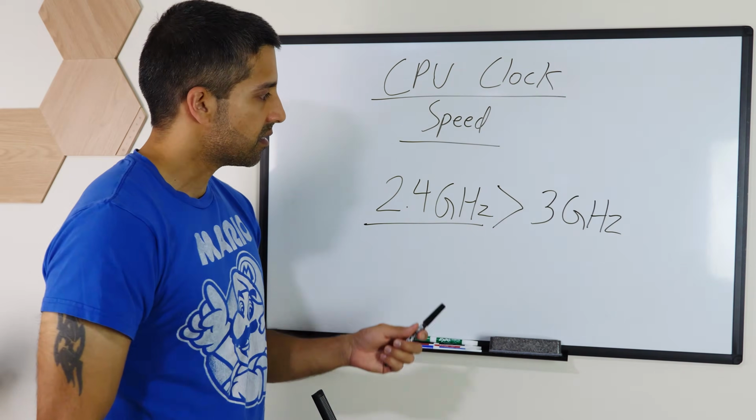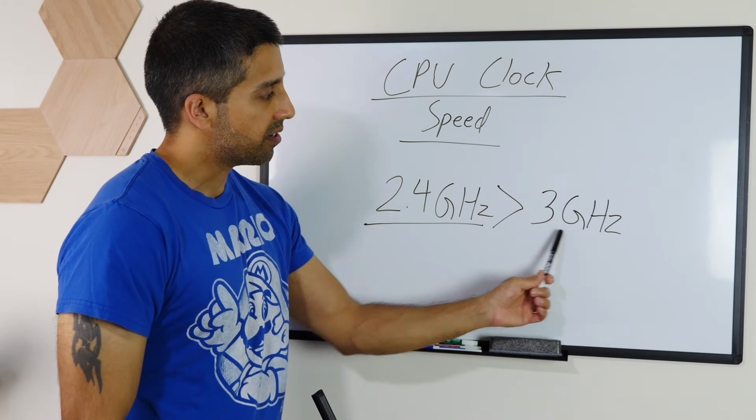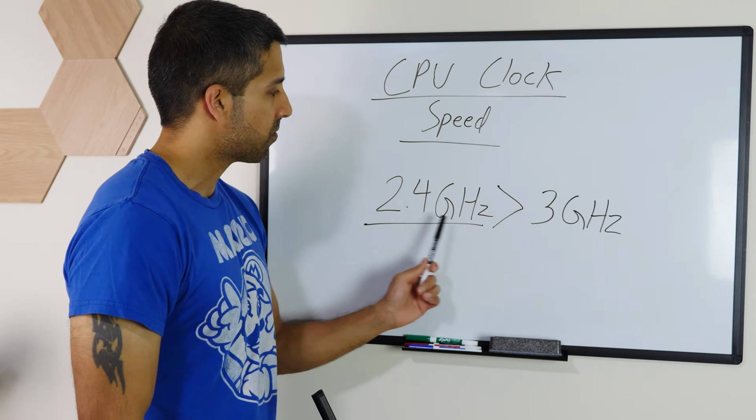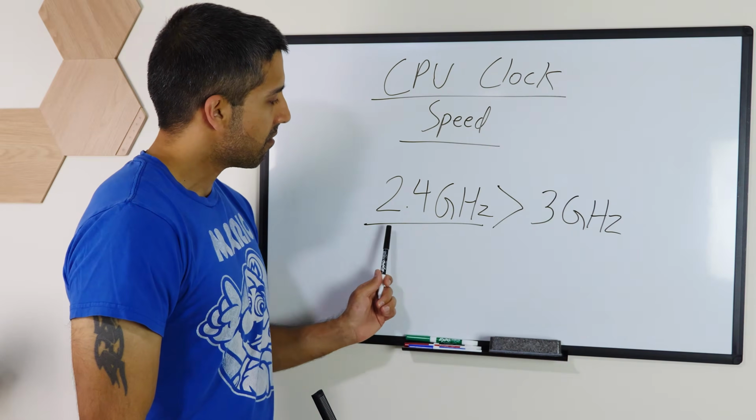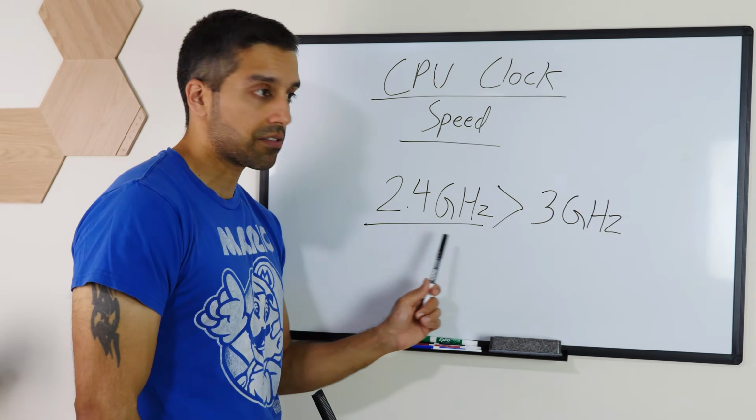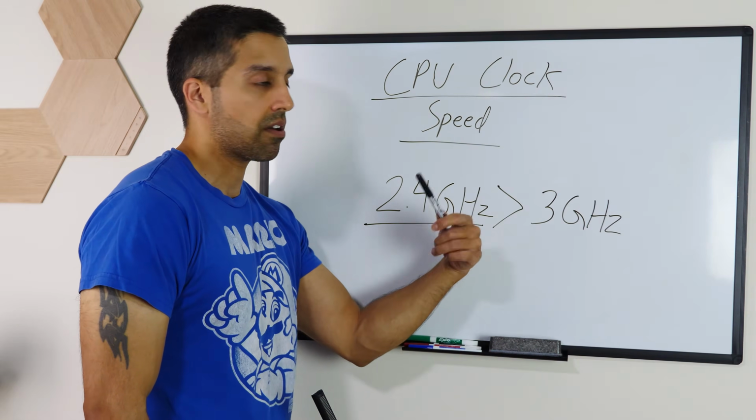In fact, you might even see that a processor from today is 3 gigahertz and one from last year is 2.4 gigahertz, which is a slower clock speed. However, the 2.4 gigahertz can perform faster than this. And that's what I'm going to also explain throughout the rest of this video.